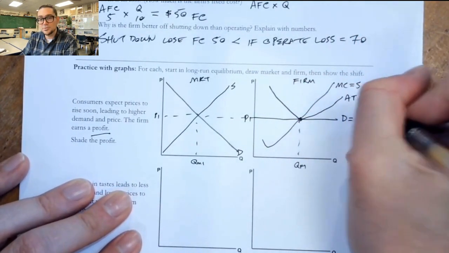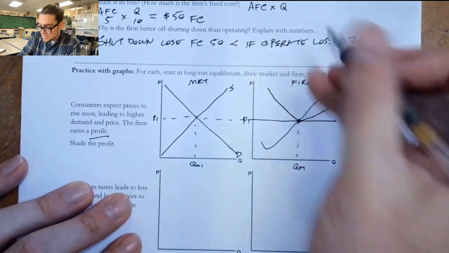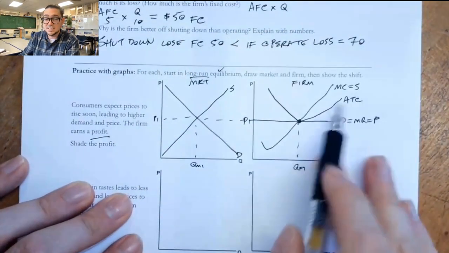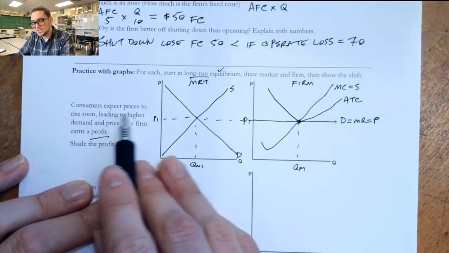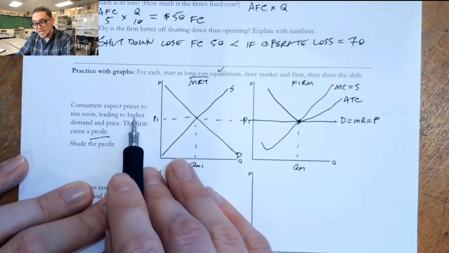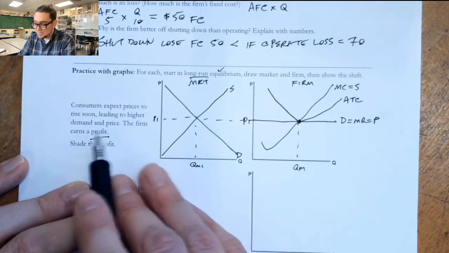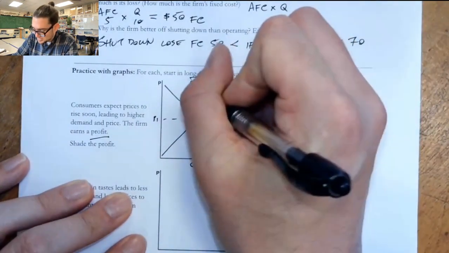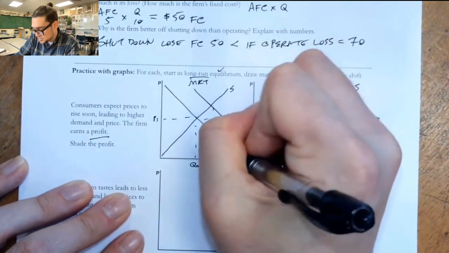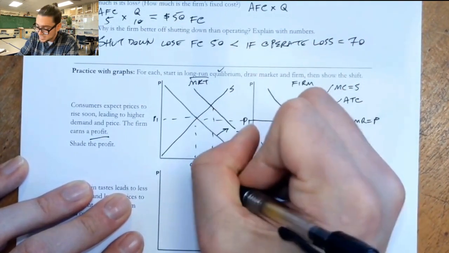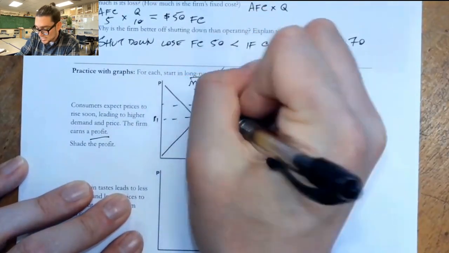ATC, that tells us we're in long-run equilibrium. So we have to start in that long-run equilibrium. We need the ATC to do that. But then the shift is going to happen. The consumers are expecting the prices to rise soon, leading to higher demand and price. The firm earns a profit. And so we just shift the demand curve to the right. I'm going to use D2 here again, just so that we distinguish QM2, bigger quantity, higher price.